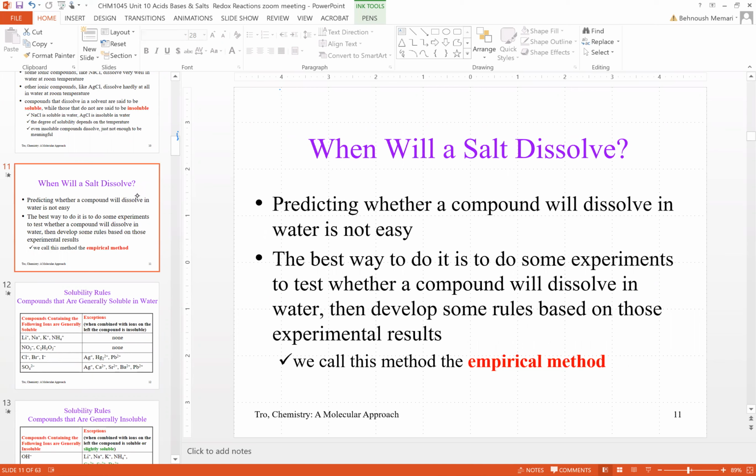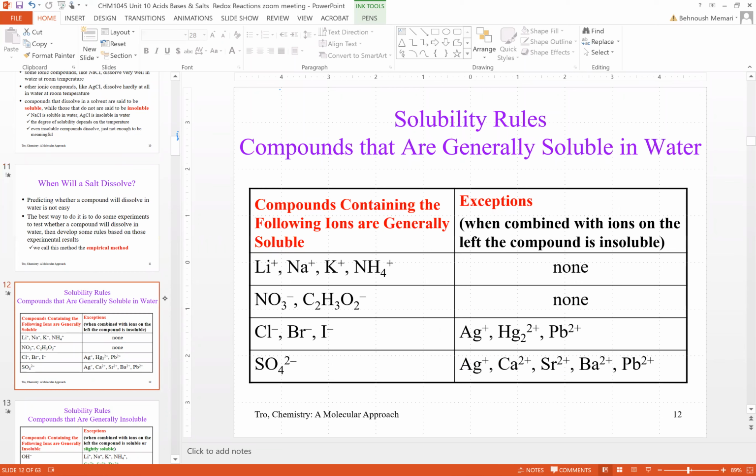How do you know if a compound is soluble or not? It's not easy to predict, so it's better to do some experiments and determine if the compound is soluble or not. Other people have done these experiments multiple times and they came up with the rules. So these rules are actually the result of many experiments.